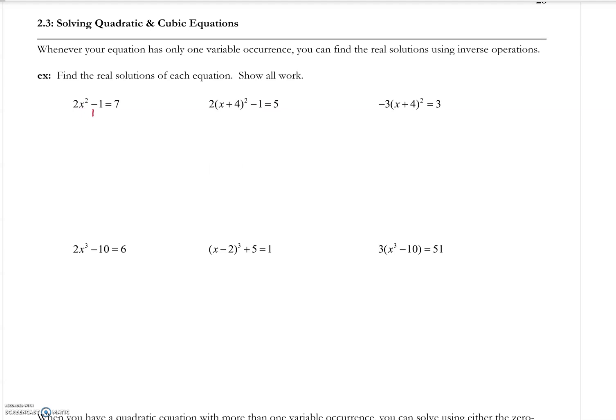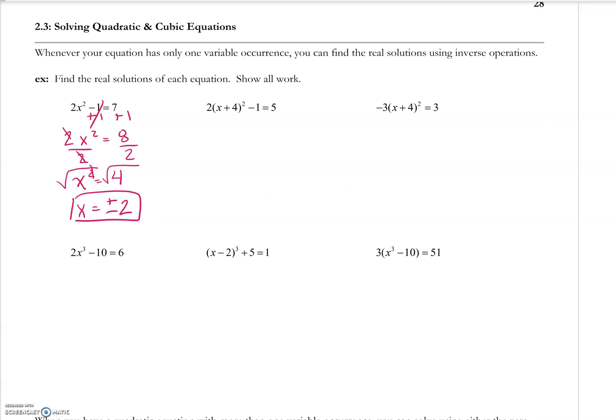To do that, I'll start by adding 1 on both sides. Then get 2x squared equals 7 plus 1 is 8. Then I'll continue by dividing by 2 to get x squared equals 8 divided by 2 is 4. And finally, I have to remember that the inverse operation of squaring is square rooting. So when I do that, I get x equals, remember, both positive and negative 2. Whenever you take a square root, you're going to have two solutions, positive and negative.